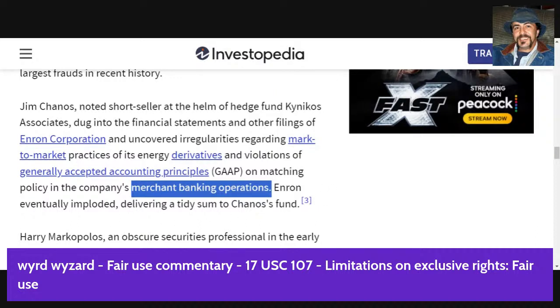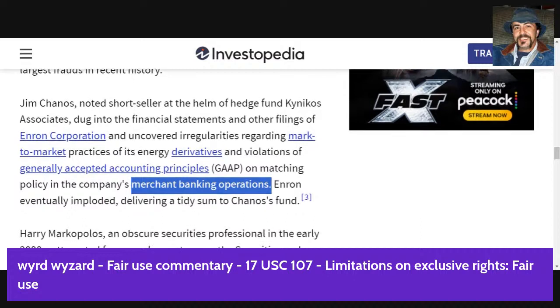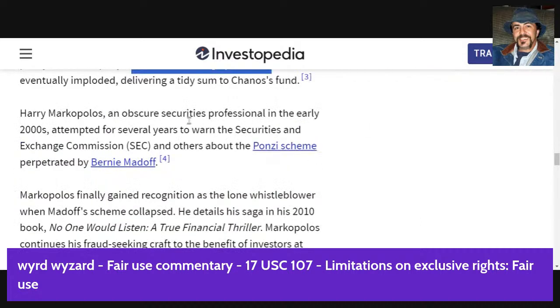Enron eventually imploded, delivering a tidy sum to Chanos' fund. Harry Markopoulos, an obscure securities professional in the early 2000s, attempted for several years to warn the Securities and Exchange Commission and others about the Ponzi scheme perpetrated by Bernie Madoff.